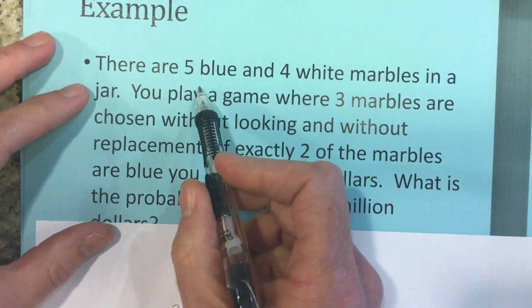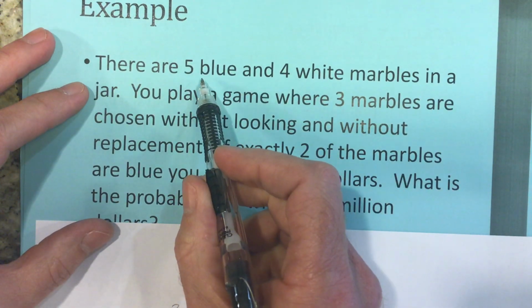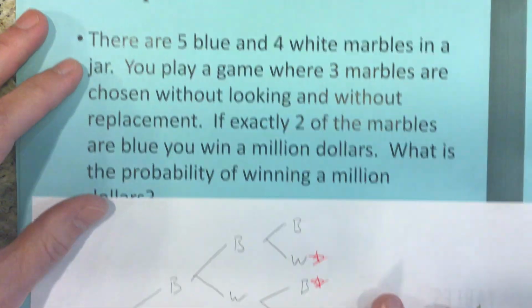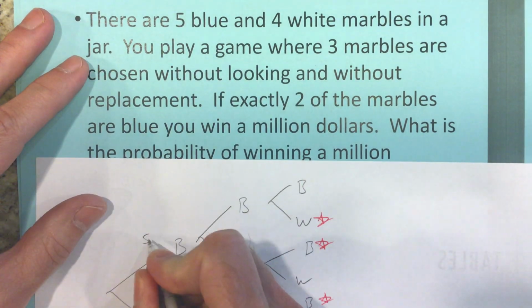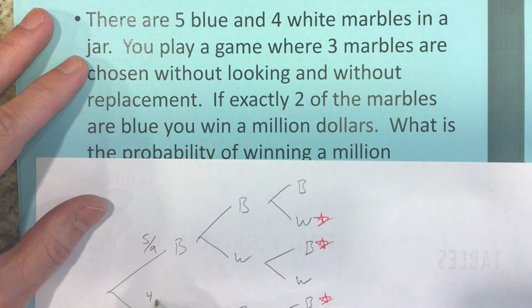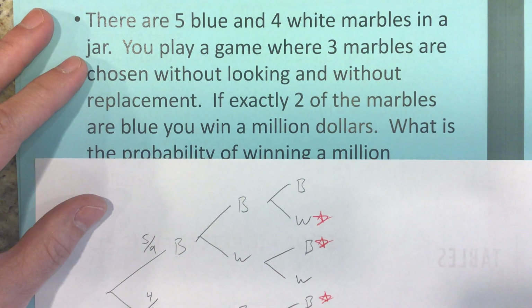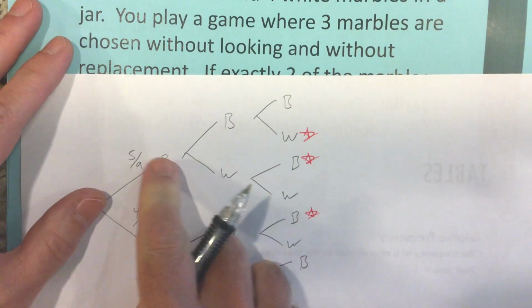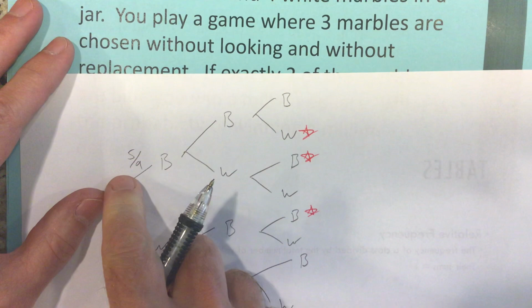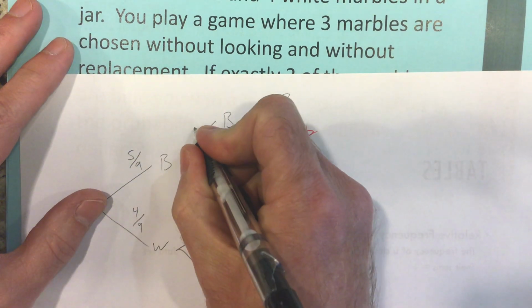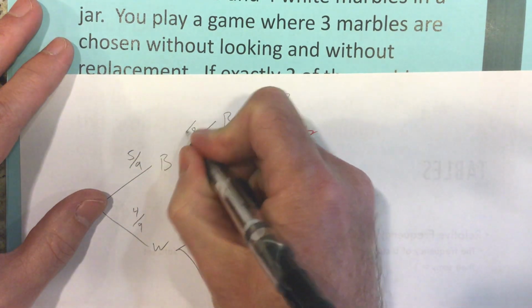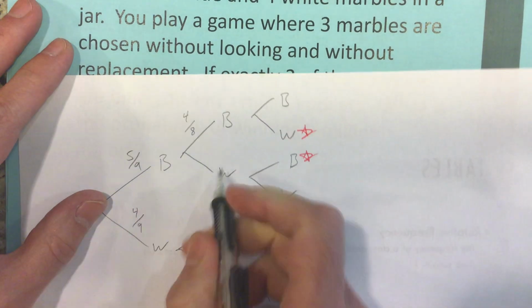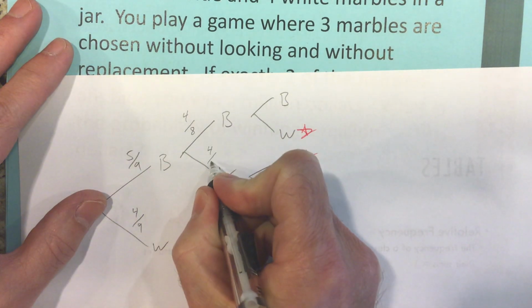Okay, our first marble chosen, there's a 5/9 chance of being blue and a 4/9 chance of being white. Okay, now here's where the conditional comes in, right? I've removed a blue marble, so there's now only 8 marbles left. 4 of them would be blue, 4 of them would be white.